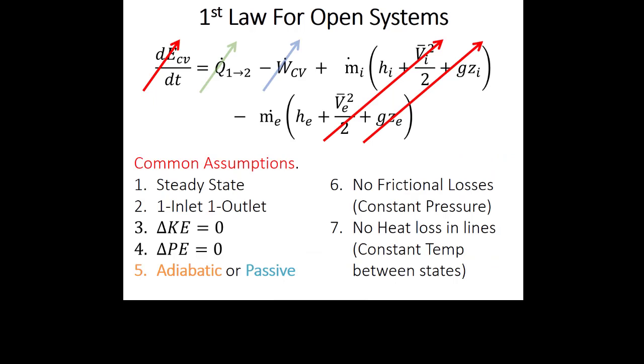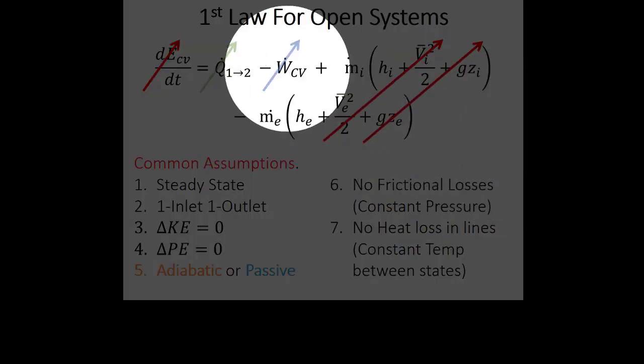So what do I do when I go through and solve particular problems, right? Because I say, oh, each component is itself an open system, that unlocks for me this version of the first law. So we said all the components are going to be steady state, one inlet, one outlet, no kinetic energy change, no potential energy change. Then when I look at the individual processes or the individual components, some of them are probably going to be adiabatic, some of them are probably going to be passive.